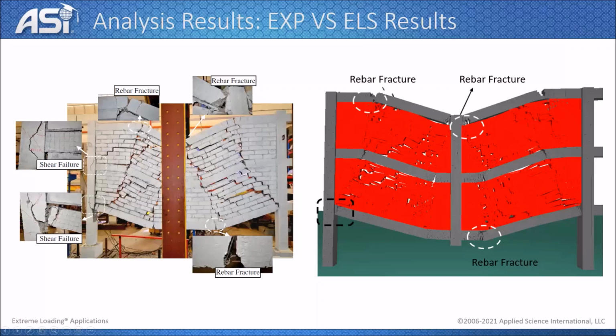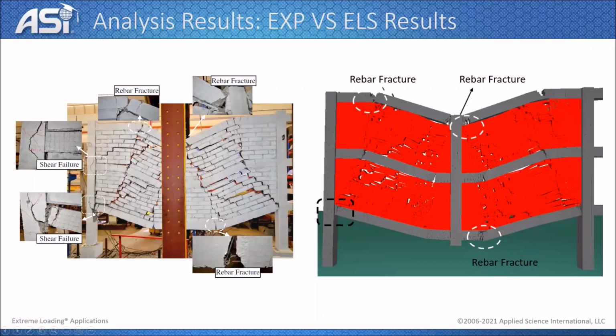So in the cracking here, we see the rebar fracture that happens here at the top rebars of this beam. Also, we see rebar fracture that's happening in here, and these are matching very well with the prediction of the ELS. We see here also rebar fracture at this location. It's visible in here and also here inside ELS.